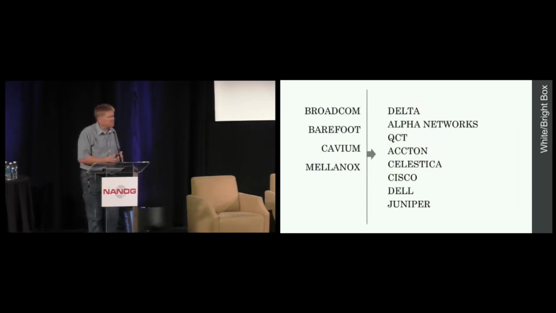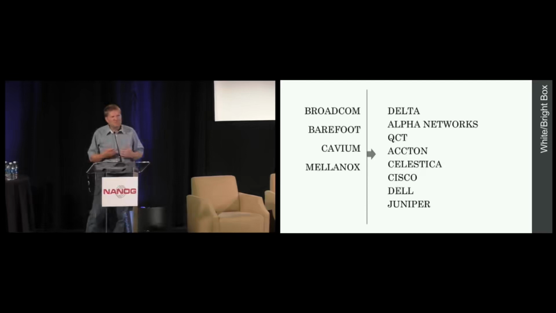So let's talk about white box and bright box. What you have to do is start with chipsets. And there are a number of companies making chipsets out there right now. Broadcom, Barefoot, Cavium, and Mellanox are the four that I chose for the slide. There are others. I have some others that are talking to me right now that I'm trying to figure out more about what they're doing.